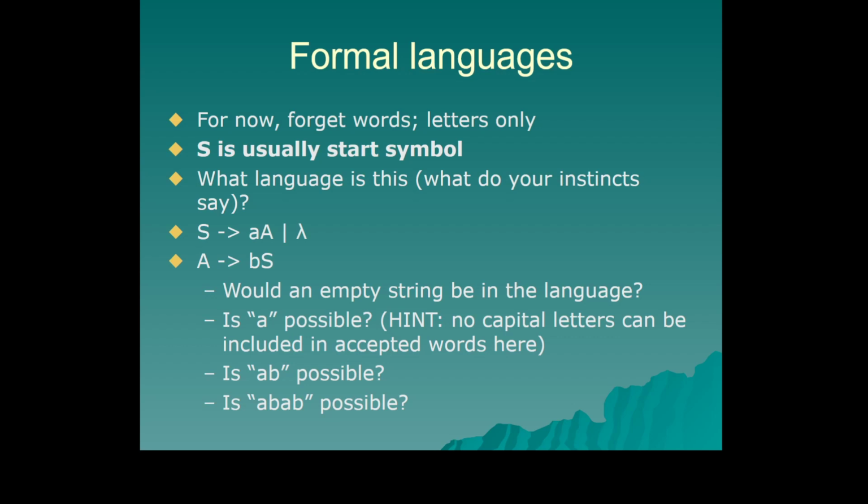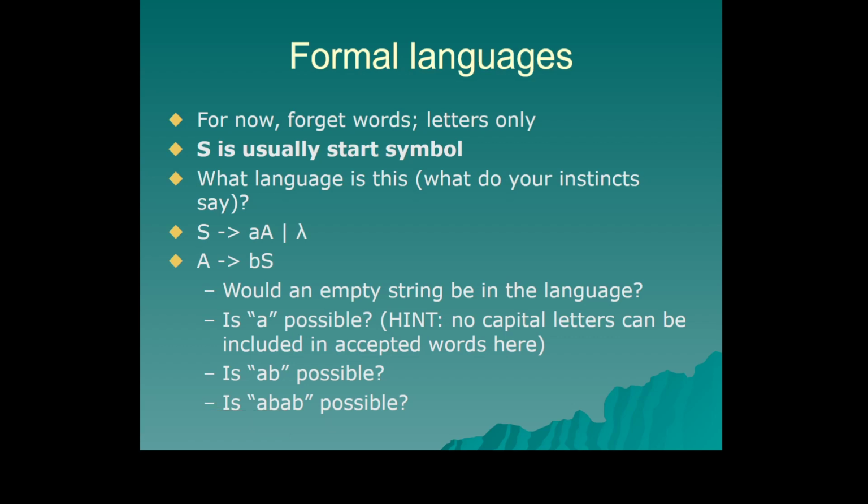So getting the letter a is not possible with these rules, but the process I just walked you through would get us to an ab, right? We substitute S with lowercase a, capital A. We substitute capital A with lowercase b, capital S, and we substitute our capital S with a lambda, and we have ab. And so ab is possible. Would abab be possible? Well, by repeating this loop one more time, by choosing after we get an ab to loop back down to A and loop back up to S, we can get abab, and then we can choose lambda the next time around. So abab is also possible.